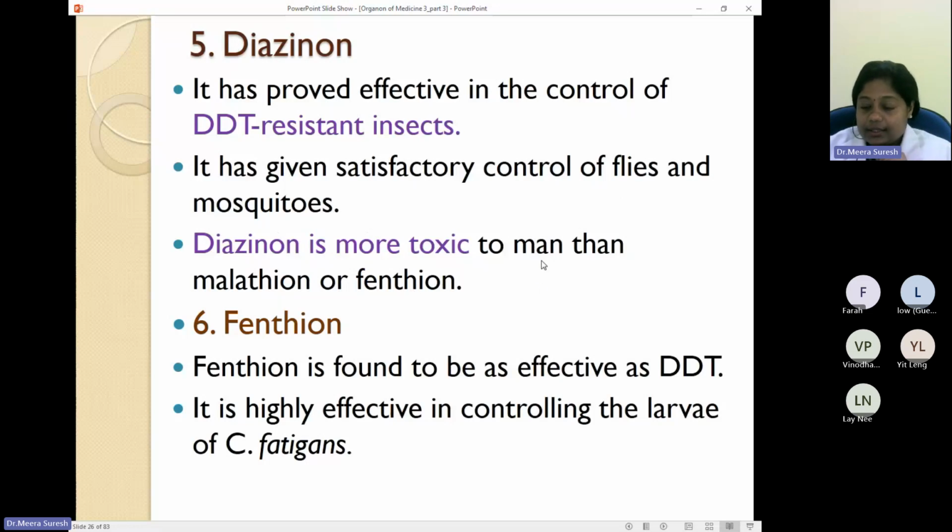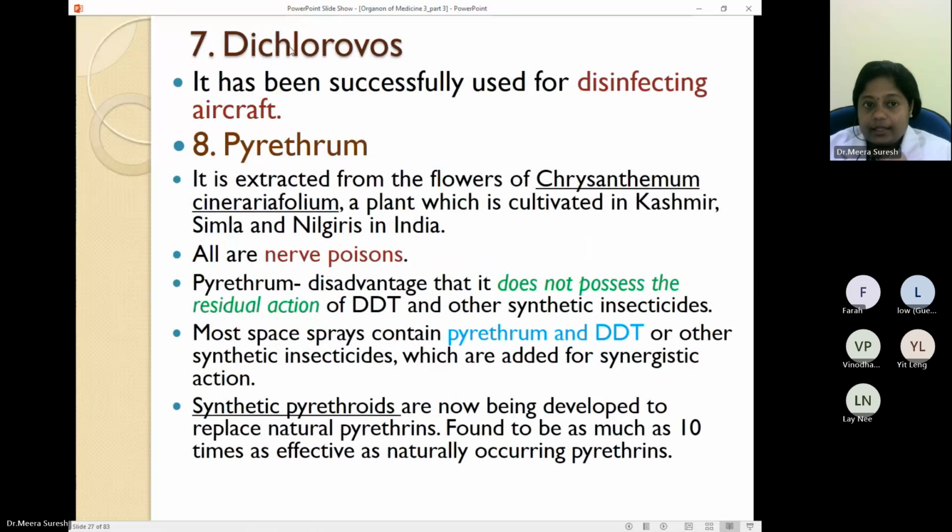So even though this is an alternative for DDT resistant insects, like malathion, when we consider the toxicity, malathion is less toxic than diazinon. So mostly it is the malathion that is being used rather than diazinon. Then fenthion, it is found as effective as DDT, and it is highly effective in controlling the larvae of Culex fatigans, mostly causing filariasis. So fenthion is mostly used to control the larvae of the Culex variety. Then dichlorvos, this has been successfully used for disinfecting aircraft.